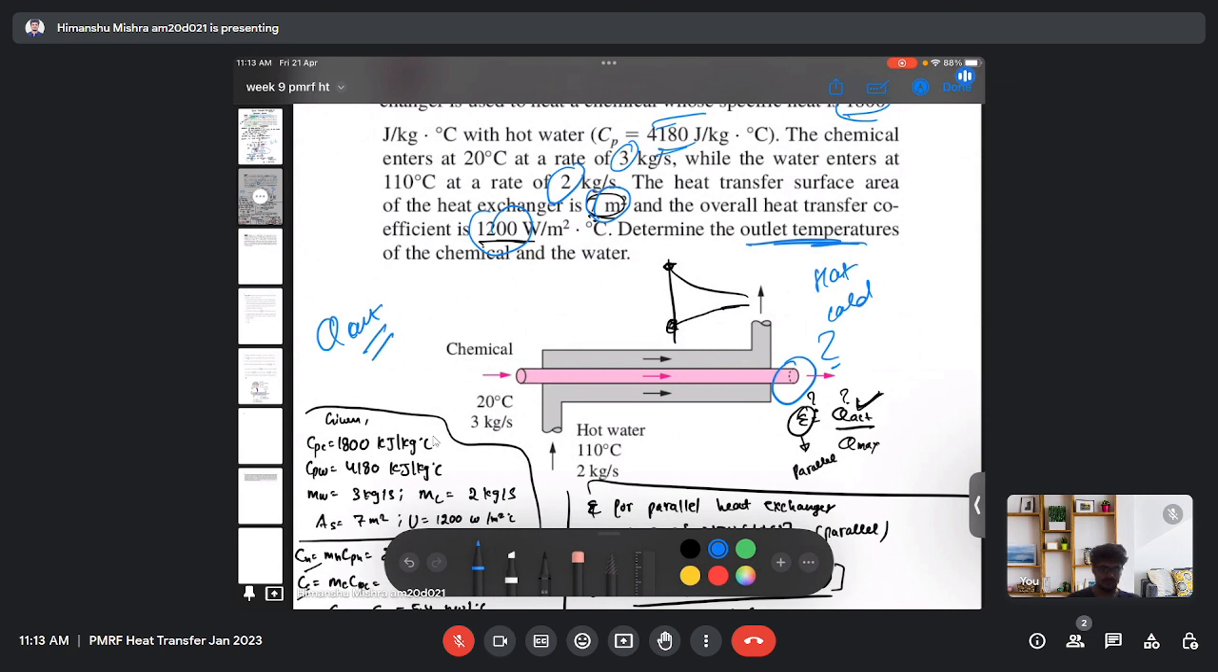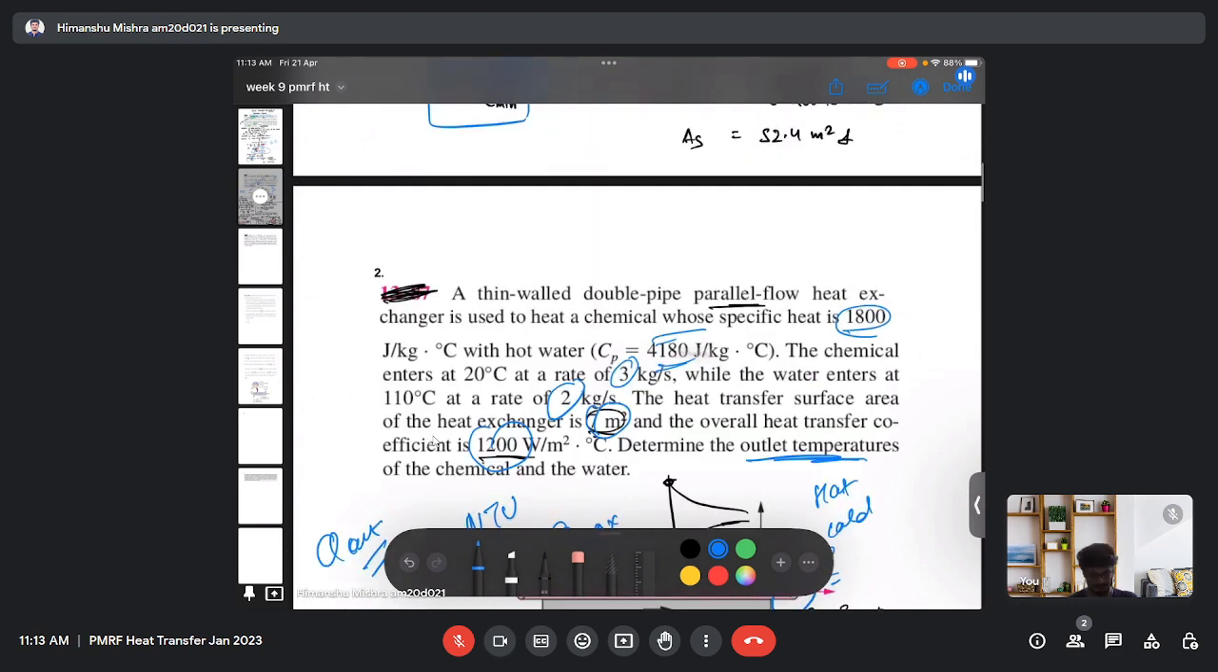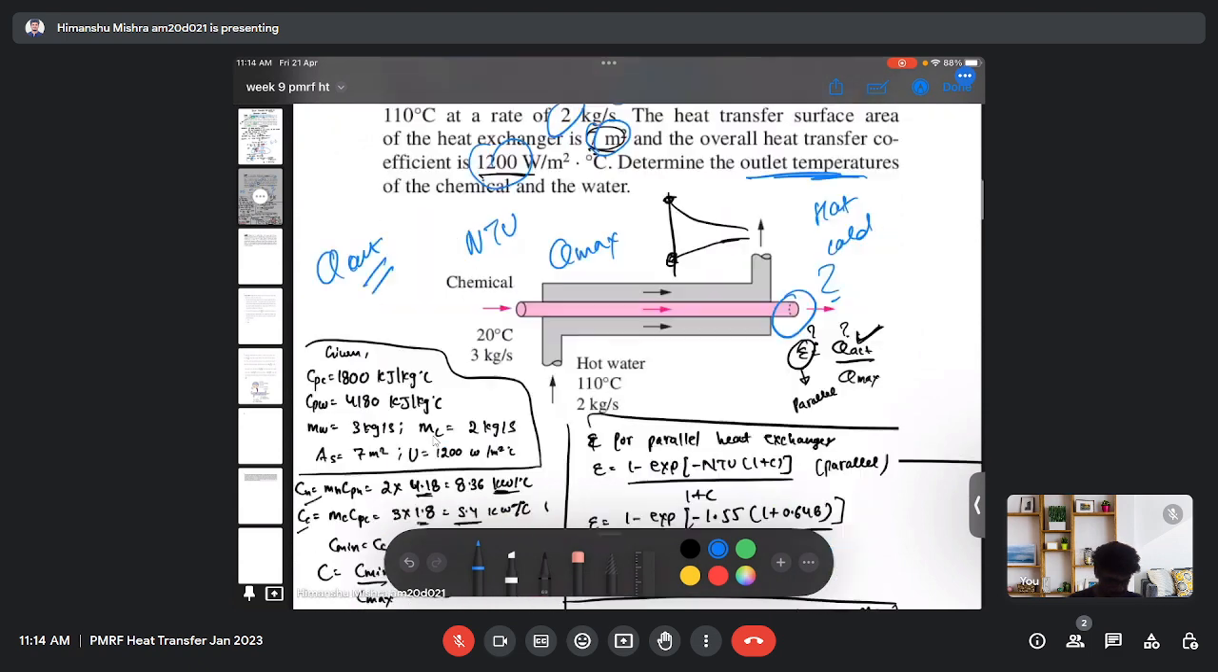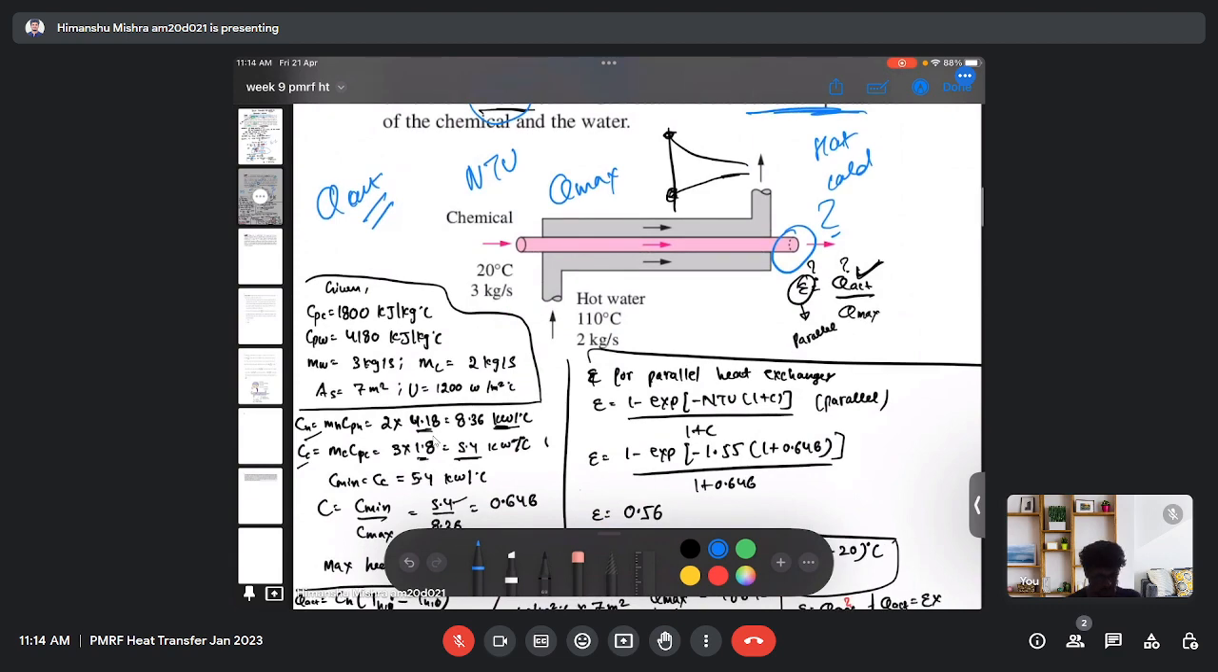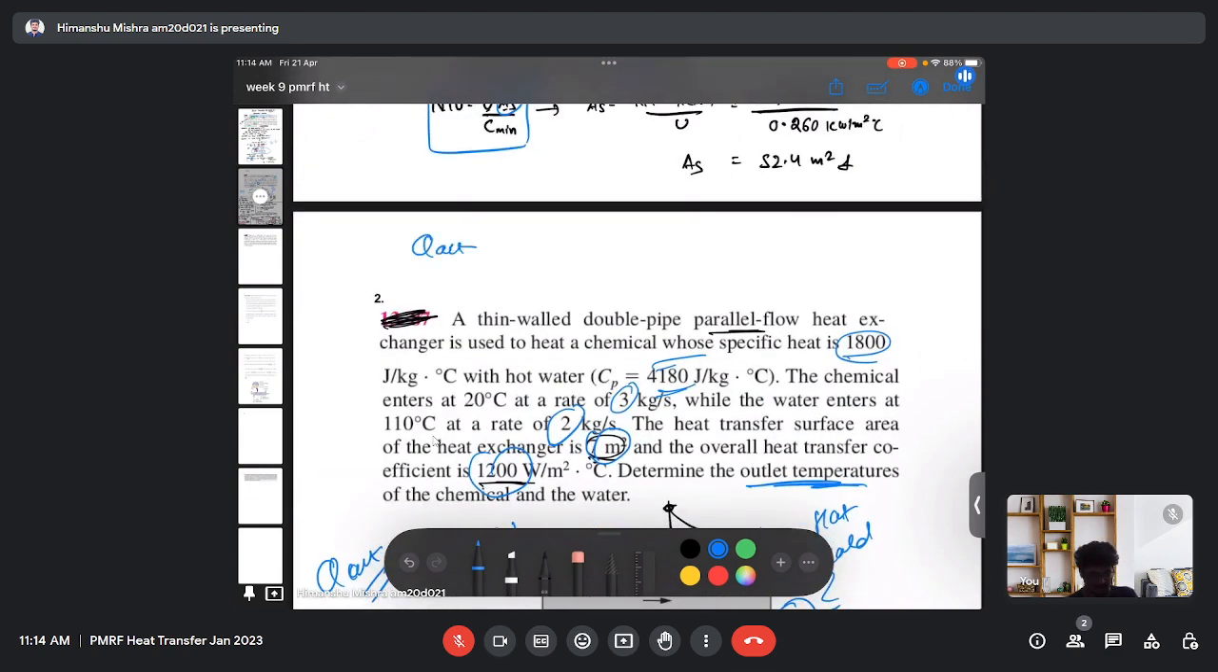But from the data given, we can calculate NTU, and from NTU, if we want actual heat transfer, we need to calculate maximum heat transfer. So the step we follow: to get the actual heat transfer, we need to know about this effectiveness, and we also need to calculate maximum heat transfer.